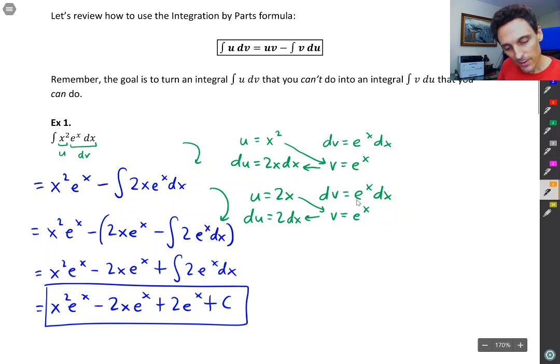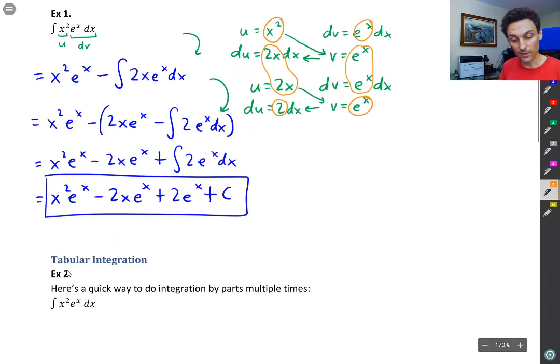So the key things going on here are the x squared, the e to the x, the 2x, which is repeated here, the e to the x, which is again repeated here, and then we have the 2 and the e to the x. And so these are really the key parts that we would want to write down. So when we go down here looking at this thing called tabular integration, all tabular integration is a streamlined way of writing integration by parts.